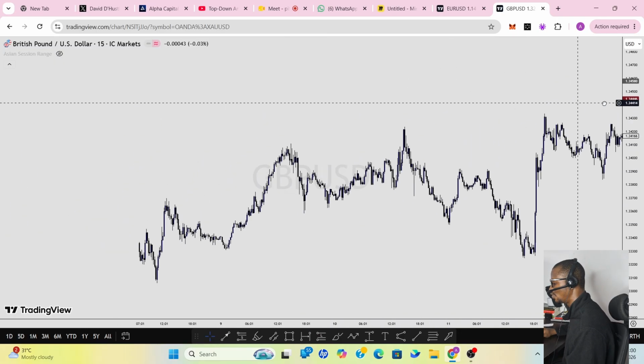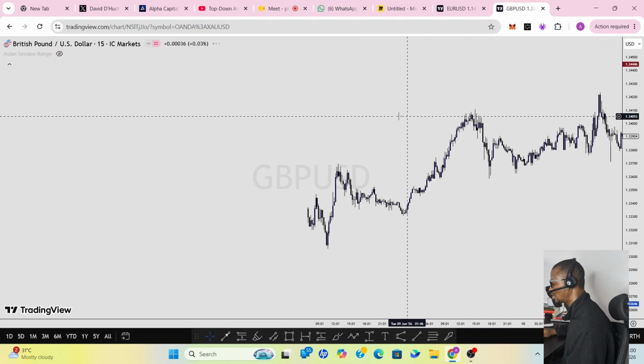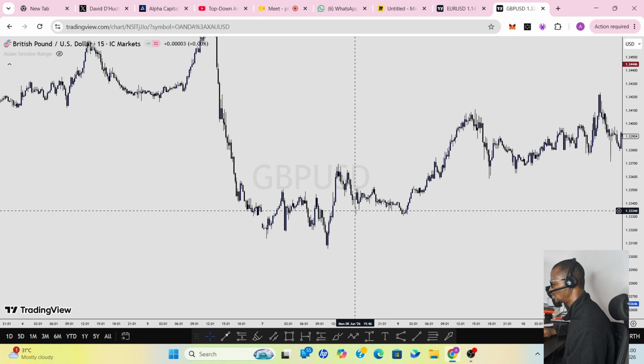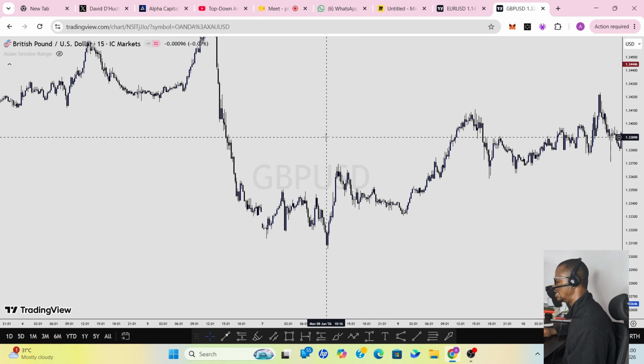So let me go further. If I go further, I can spot another example for you. But at the end of the day, what I want you to take from this step is that the fair value gap acts as your internal liquidity, a kind of magnet. Price tends to move towards it, so you can use it to guide your trade.